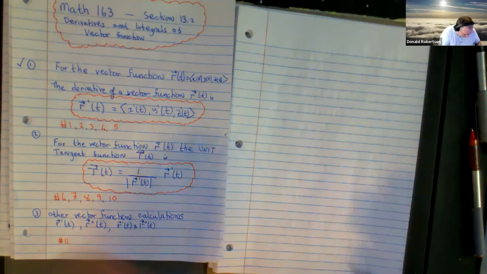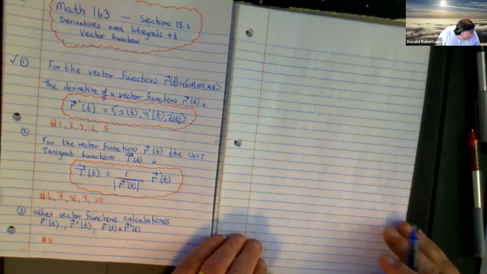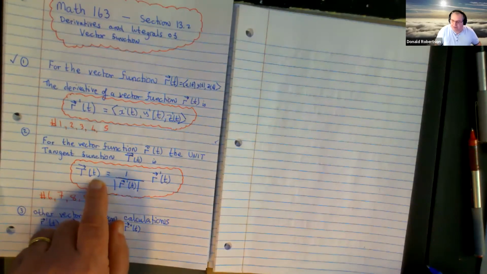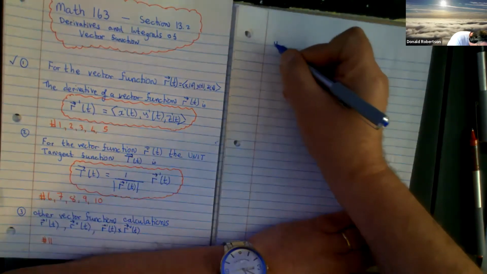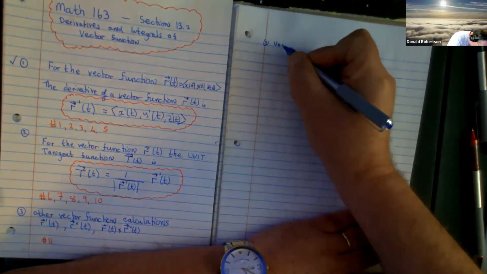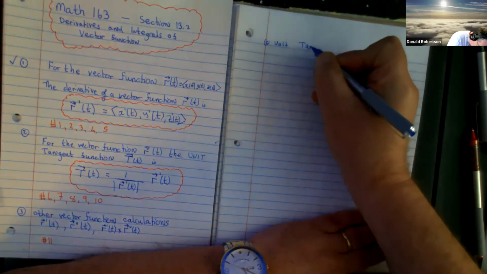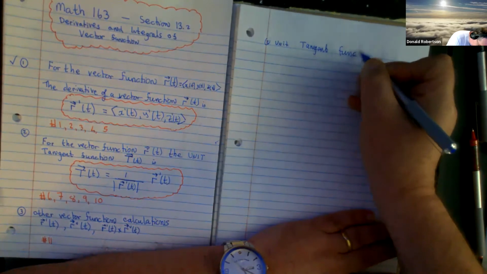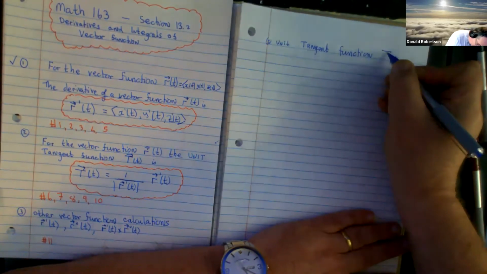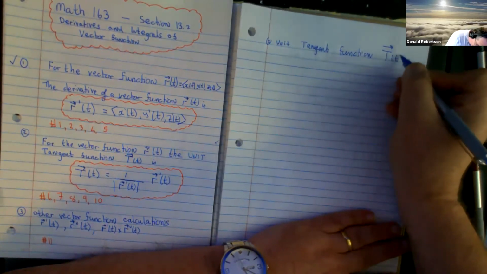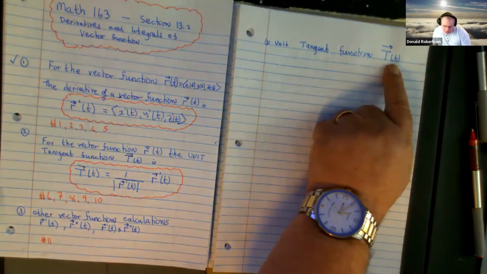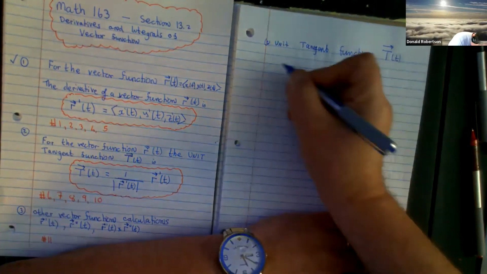Now we're going to do a guy called the unit tangent function. Capital T of little t. Right. So we're going to look at the unit tangent function. Pretty much every textbook's going to use that notation, right? Capital T, T for tangent, right? Now, what is the unit tangent vector, right? What is this guy?